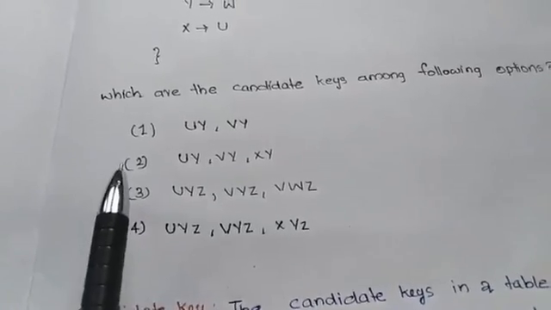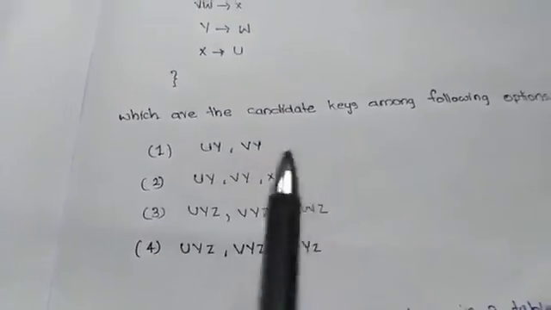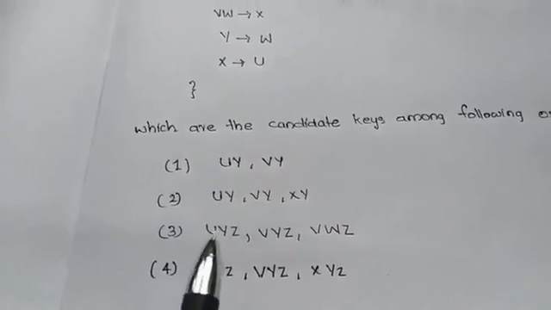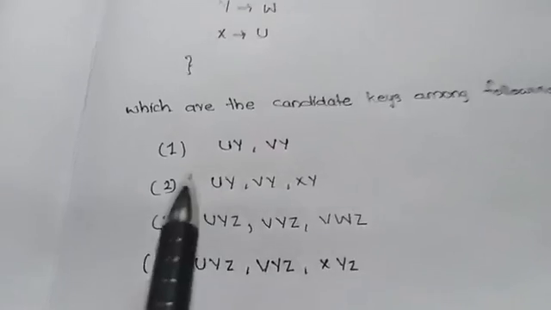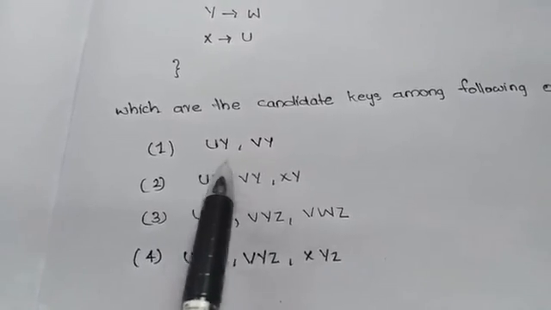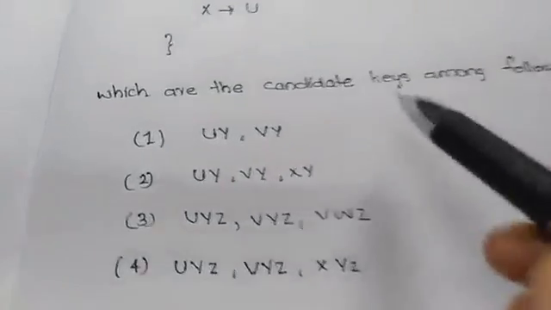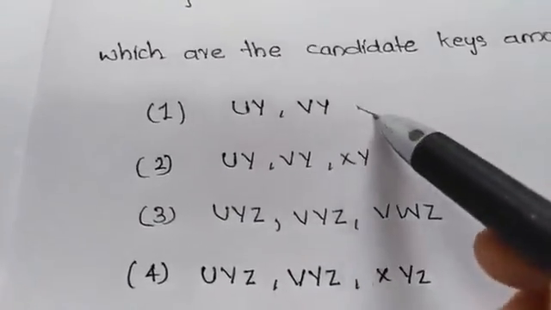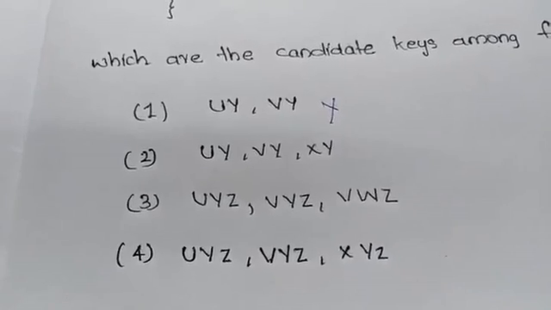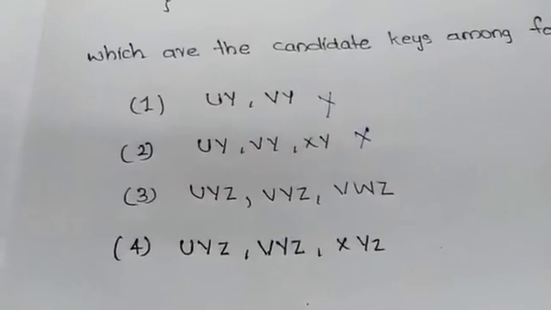So we know that the candidate key for the relational schema must contain both Y and Z, not only Y, not only Z, both Y and Z must be there in the candidate key for the relational schema S. So in the first option, there are 2 candidate keys, UY and VY. In this option, we cannot find Z for these 2 candidate keys. So this is not the candidate key for the relational schema. And the second option contains UY, VY, XY. There is no Z again. So it also does not belong to the candidate keys for the relational schema S.